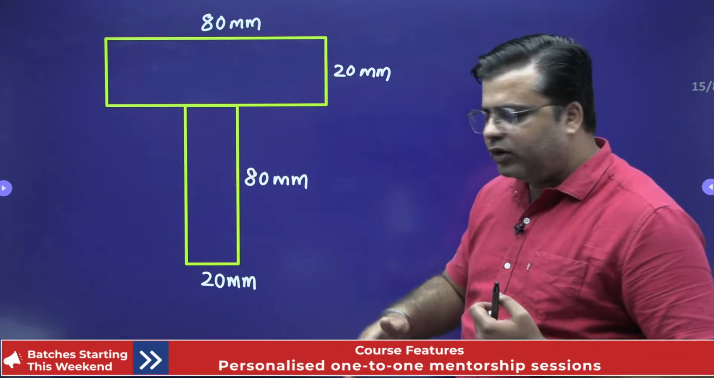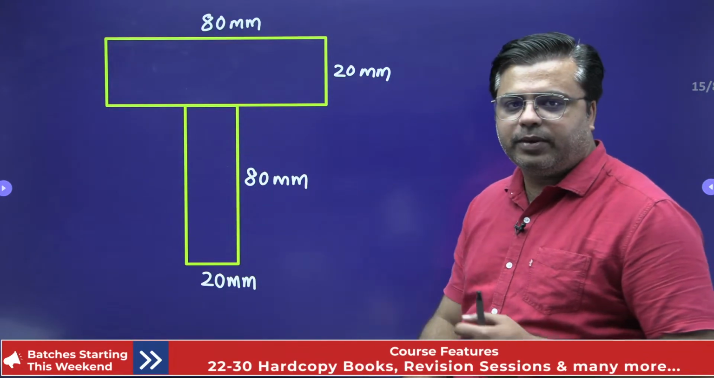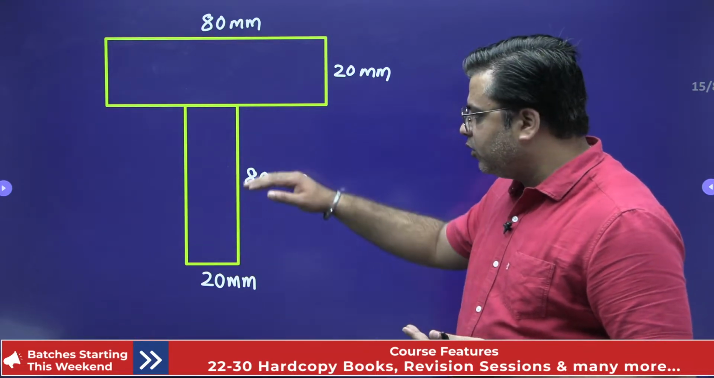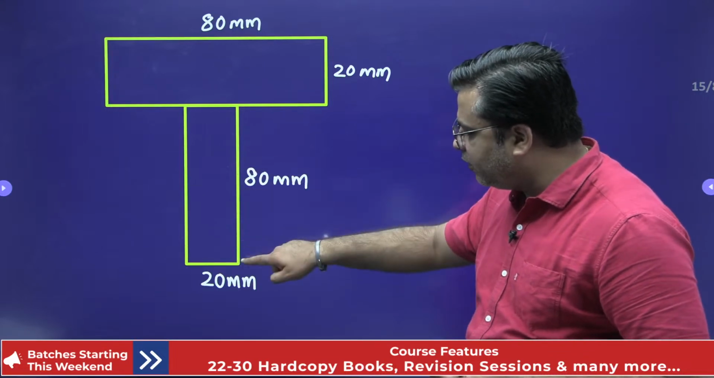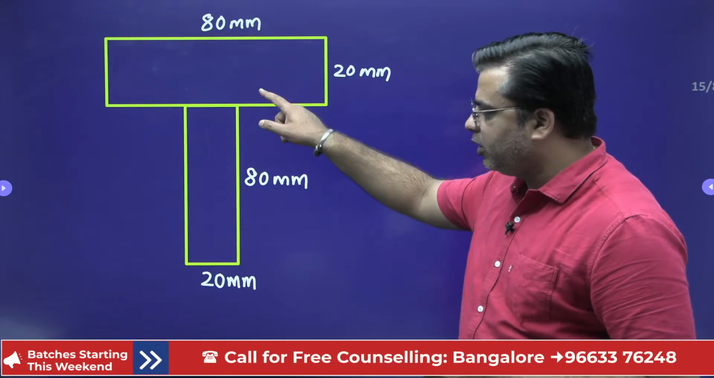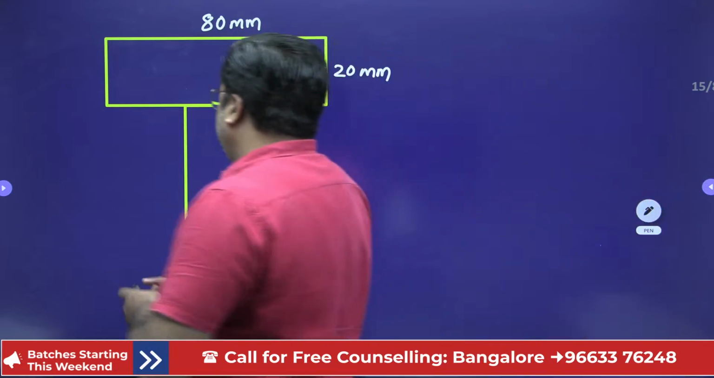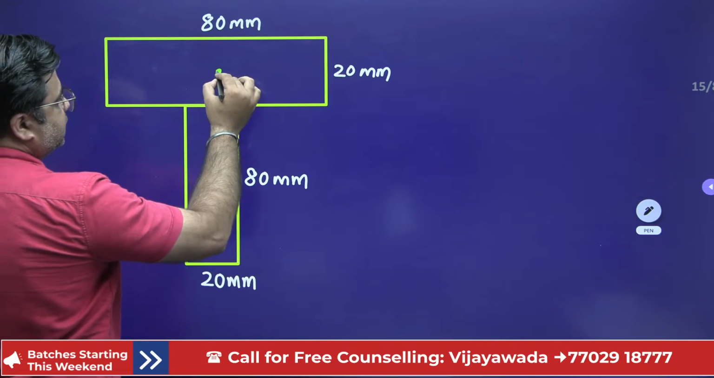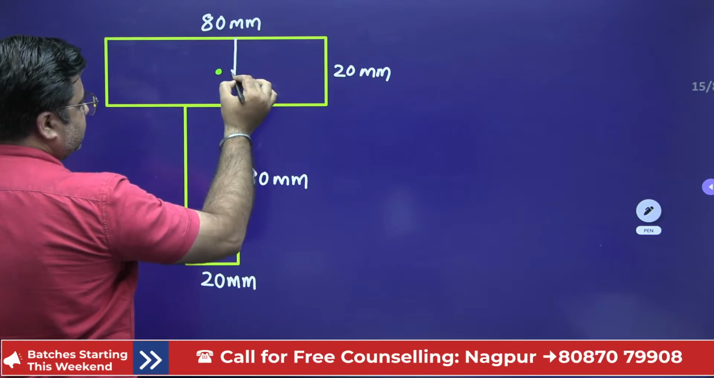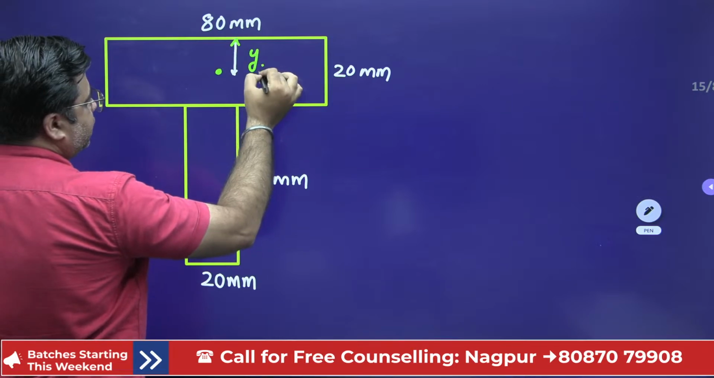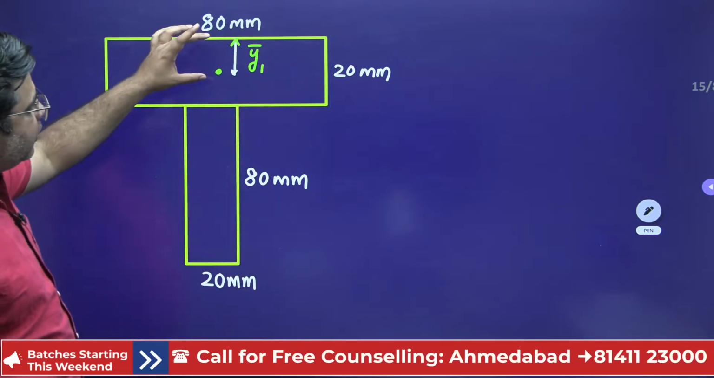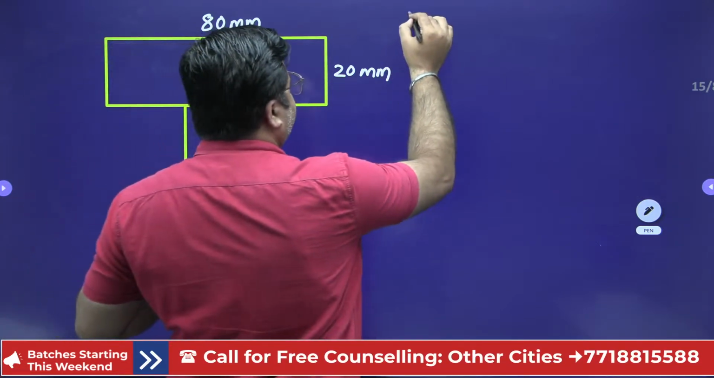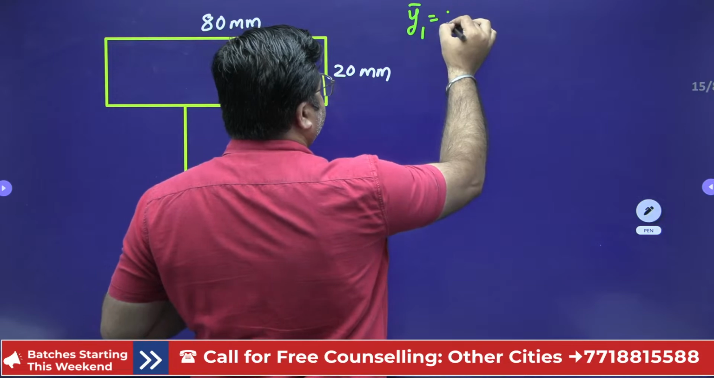It's totally up to you. If you feel like, you can also calculate from the bottom fiber, it doesn't matter. If you calculate the location of the neutral axis from the bottom fiber, then you have to measure Y1 bar and Y2 bar from the bottom fiber. Is it clear? So first, for this rectangle, this is the CG and this distance is Y1 bar. What is Y1 bar? Y1 bar is half of this 20 mm, that is 10 mm.